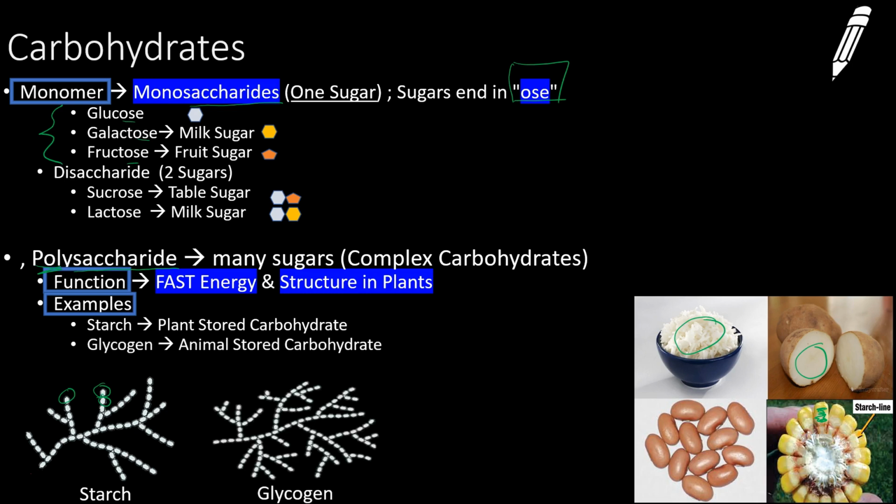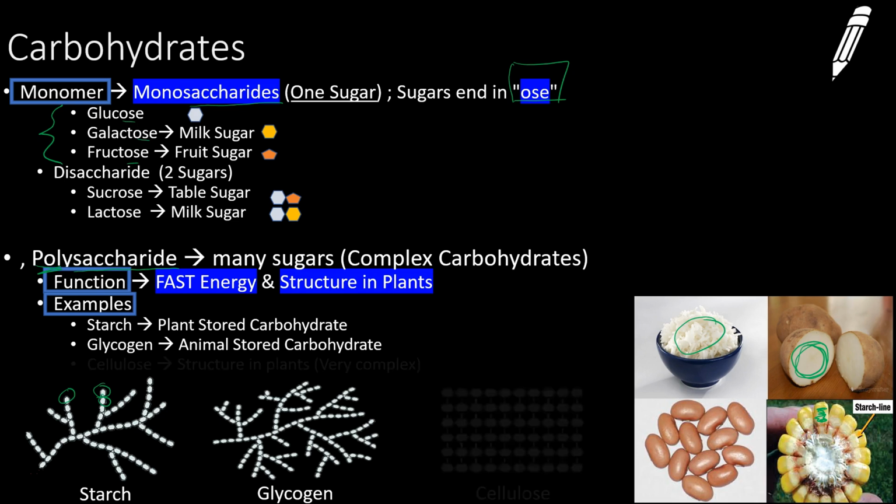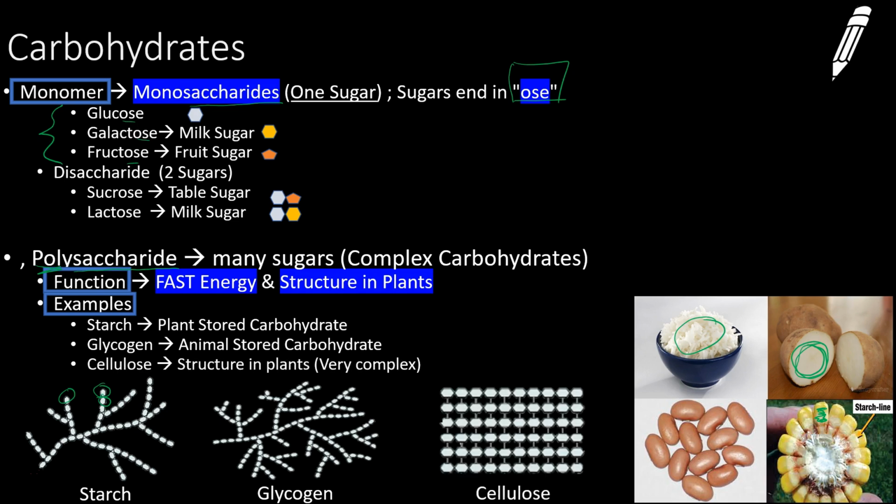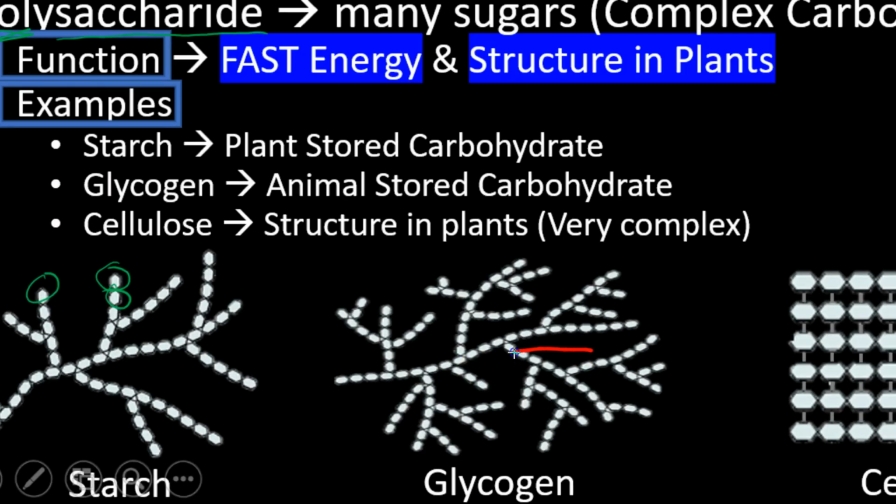Another example is glycogen. Okay, so starch is a stored plant carbohydrate. Glycogen is a stored animal carbohydrate. This will enter our muscles. And then lastly, cellulose. Cellulose is very, very complex, and this is what plants use for structure. What do all three of these have in common? Let's take a look at these. What do all three of these have in common? They're all made up of the same repeating glucose molecules, okay? But they're all very different, okay, once they're all bonded together.